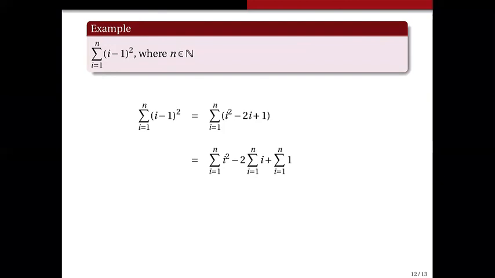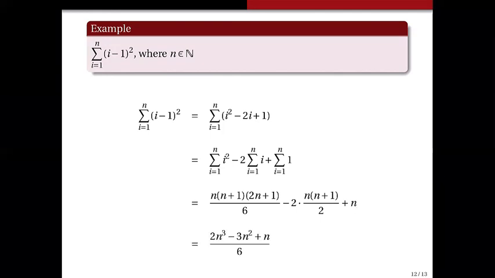And then we use the formula. So n times n plus 1 times 2n plus 1 over 6 minus 2 times n times n plus 1 over 2. Then here plus n. So if we simplify further, we will have this expression: 2n cubed minus 3n squared plus n over 6. Questions?